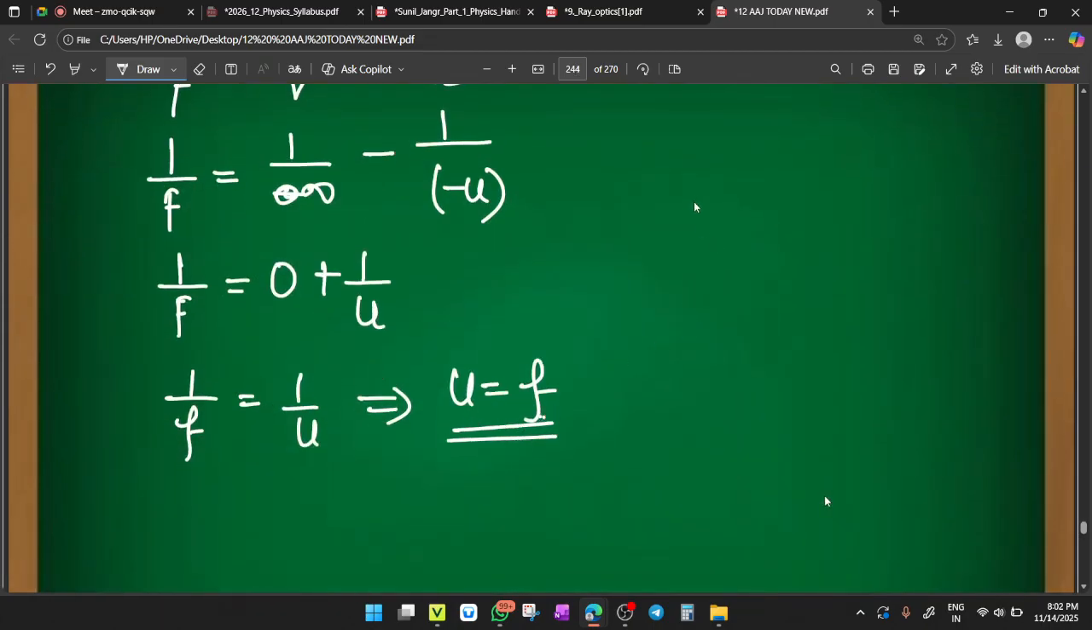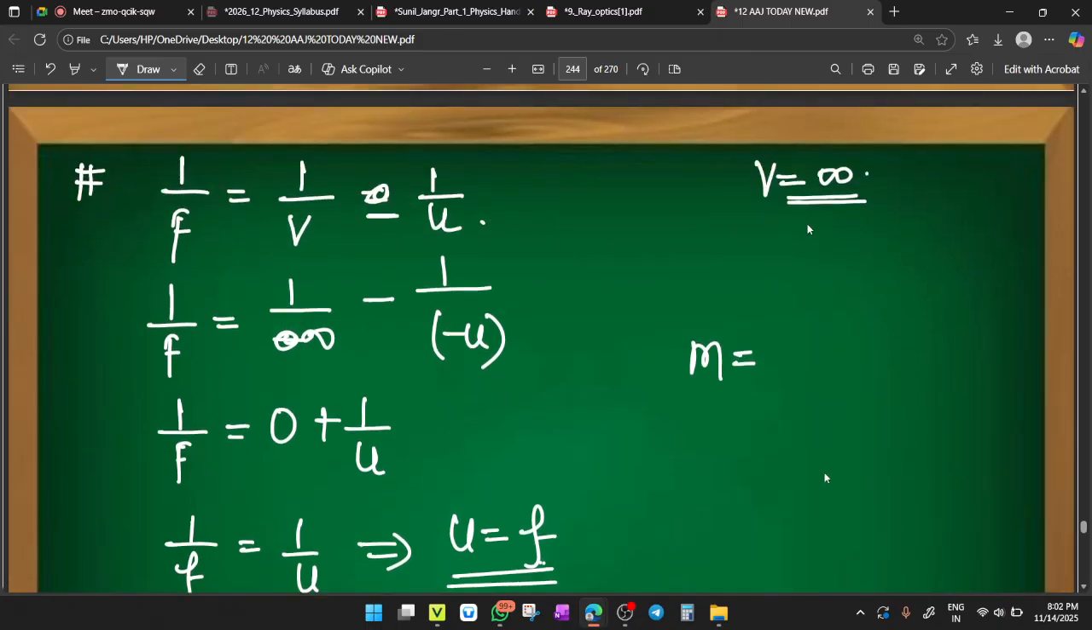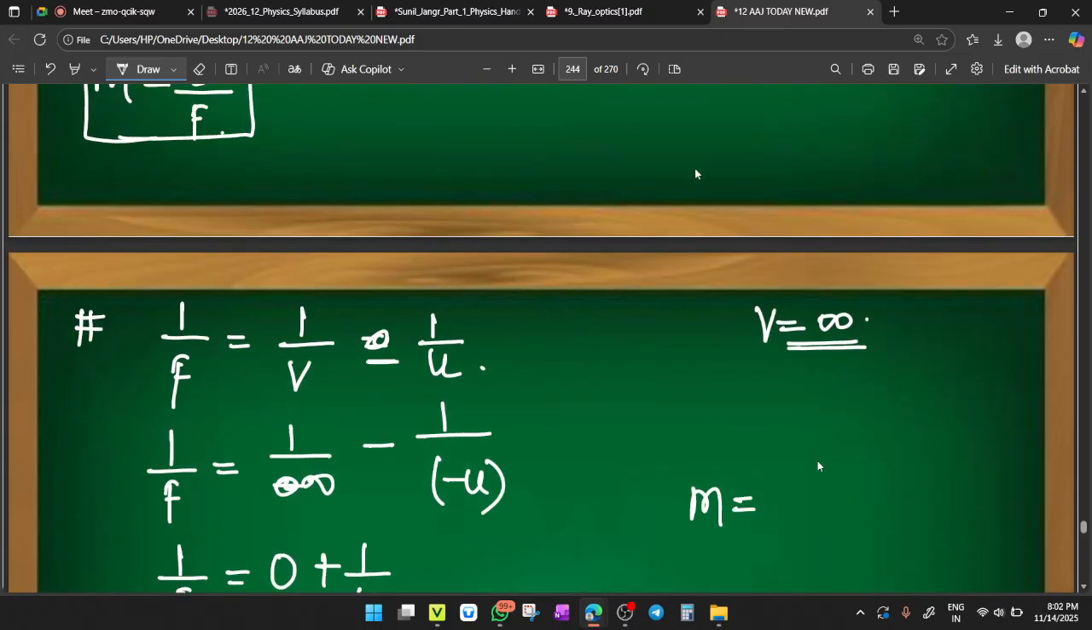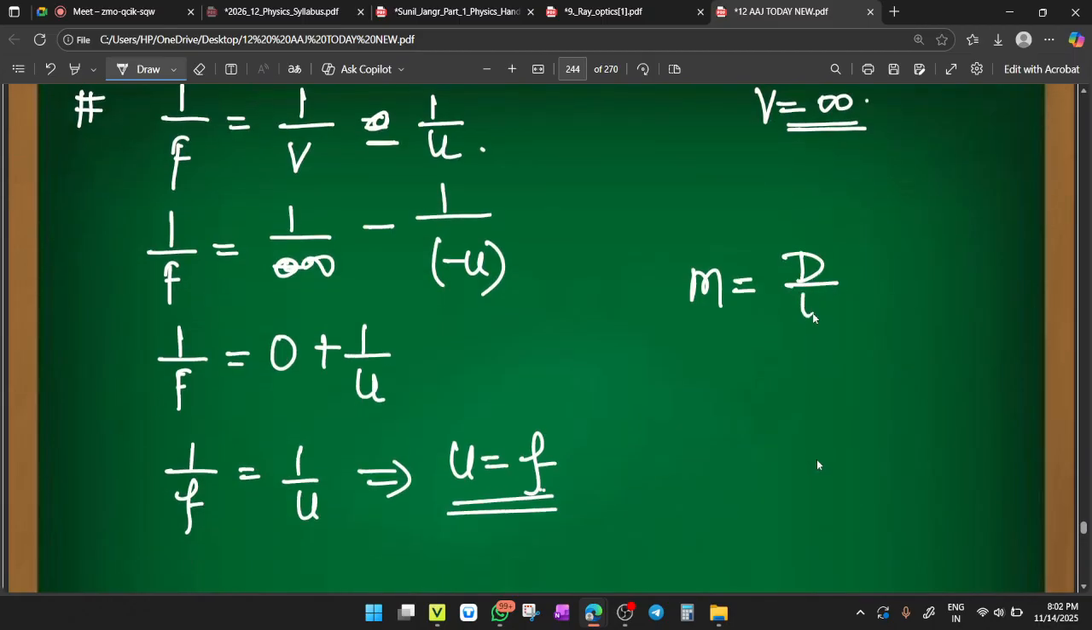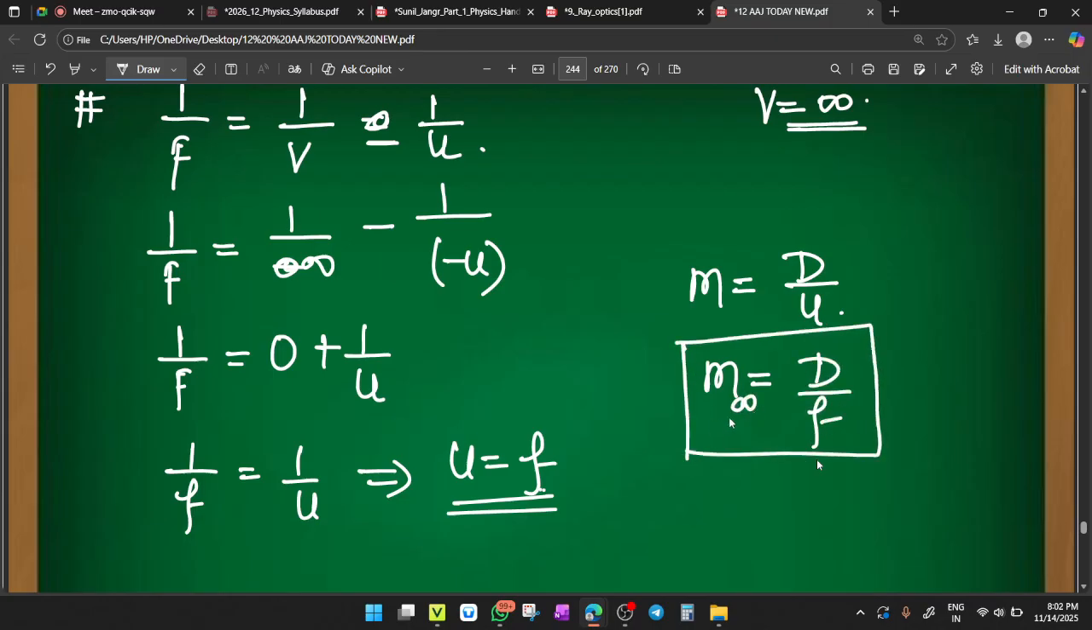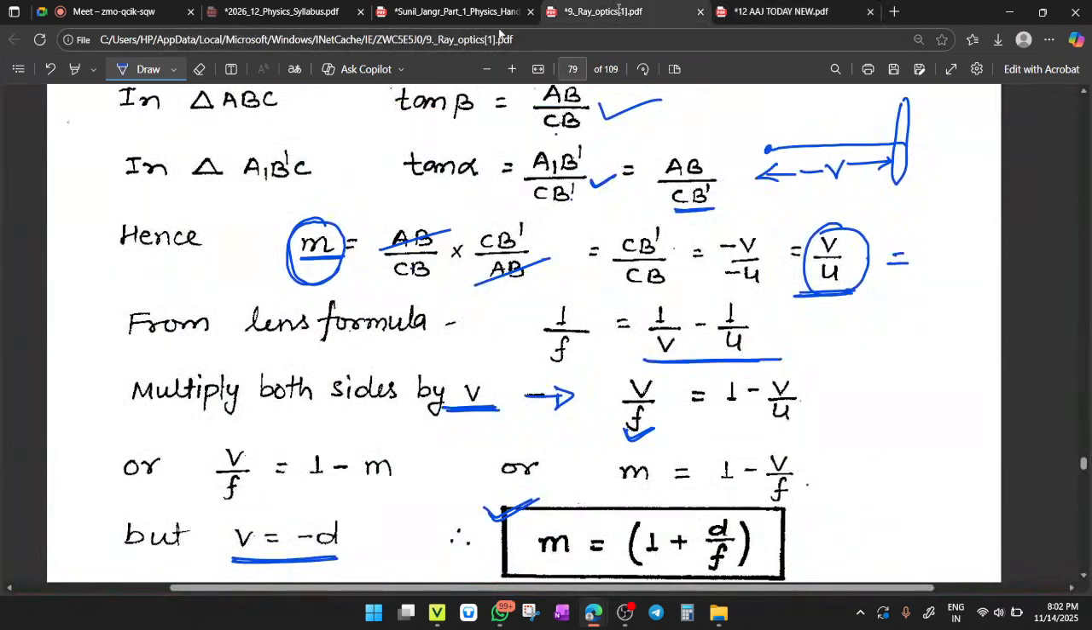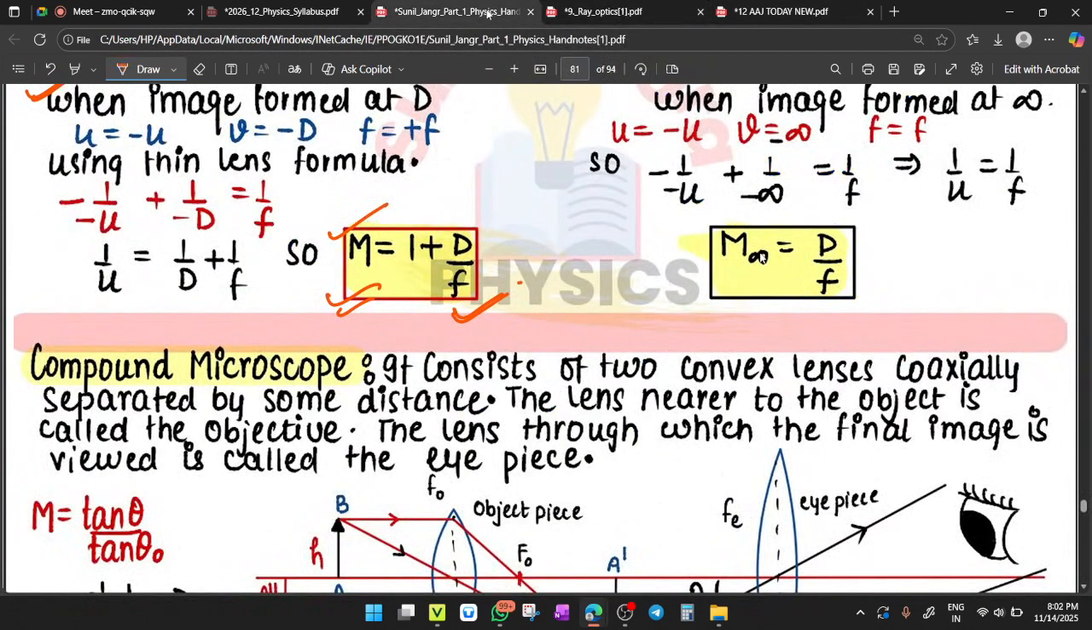So directly you have the same formula, D upon F. Otherwise, come to the magnification formula: M equals D by U. You place the value here, so M becomes D by F. So this is the magnification for the infinite case, and it is better to write it as M infinity equals D by F. So two cases are there. M infinity equals D by F is the minimum magnification, and maximum magnification equals 1 plus D by F.